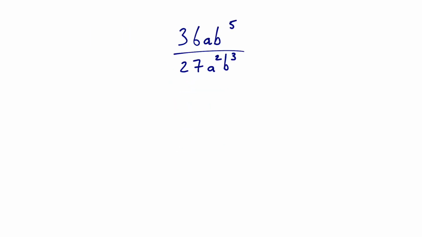Okay, so we're going to look at the numbers first. We can see that the biggest number that divides into 36 and 27 is 9. So that goes in 4 times and 3 times. Then a's, we've got a, we'll divide into both of these. So a into a goes once. a squared divided by a is a.